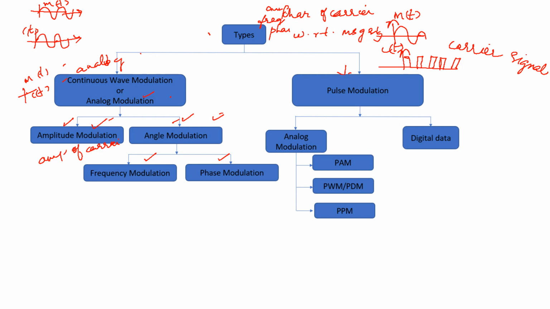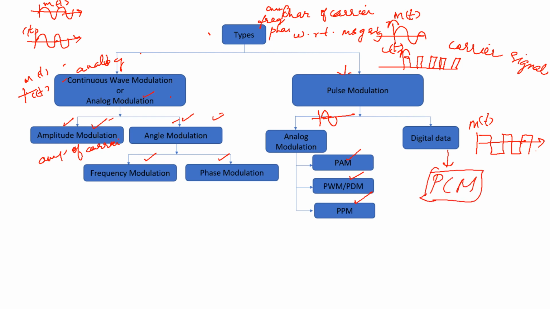Pulse modulation can again be divided into pulse amplitude modulation, pulse width modulation or pulse duration modulation, and pulse position modulation. If m of t is digital in nature, then you have one classification of pulse modulation, called pulse code modulation.